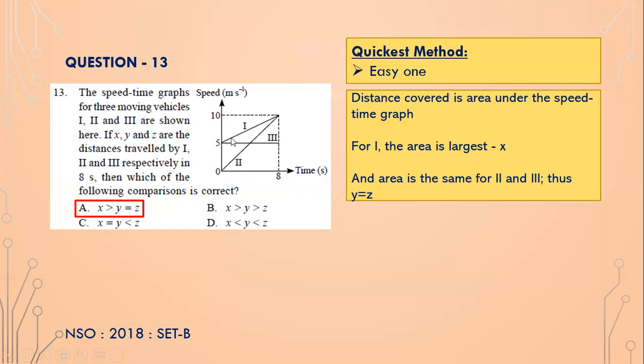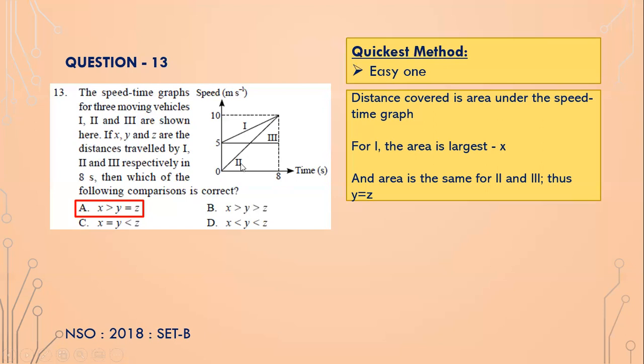So here the largest area is the area for 1, isn't it? Area for 1, which is x, it is largest. Then area for 2 and 3, it will be the same, isn't it? Because for 2, it is area of this portion minus this triangle, but this triangle has been added. And for 3, it is the area of this rectangle, isn't it? The area of this rectangle. So this portion plus this triangle added.